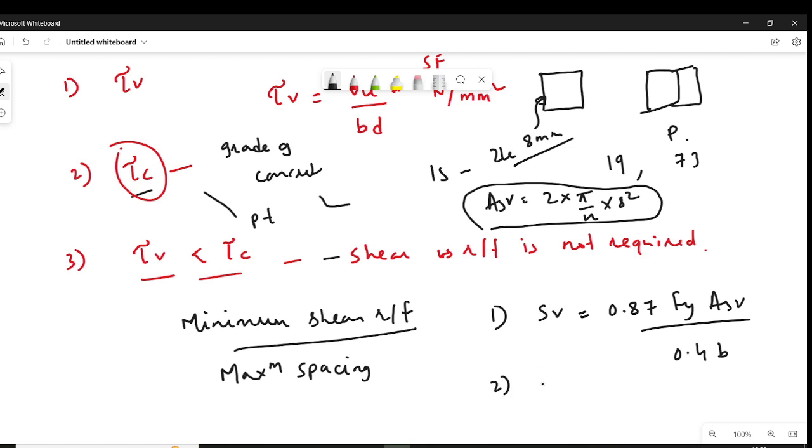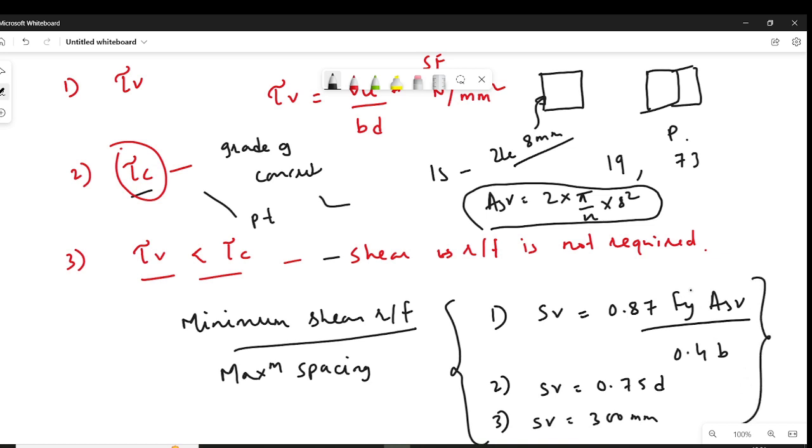Second is Sv equal to 0.75 d. D is the effective depth of the beam. Third is Sv equal to 300 mm. So these are the provisions to provide the minimum shear reinforcement. We have to calculate the value of spacing using these three formulas, and we have to adopt the lesser one.